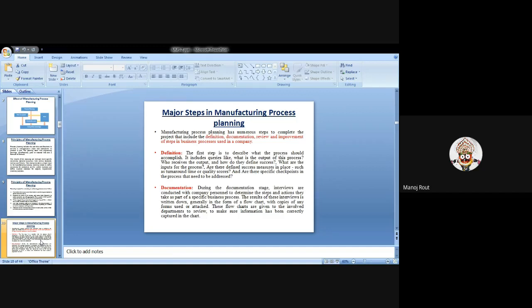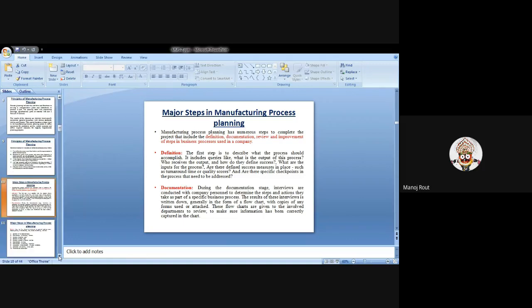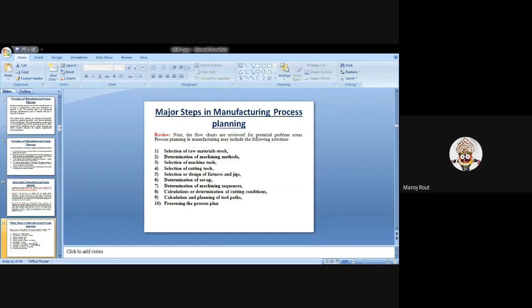These flowcharts are given to the involved departments to review, to make sure the information has been correctly captured in the chart. That is why the flowchart of a manufacturing process should be distributed in the correct form to the concerned departments and sub-departments. The next one is review.